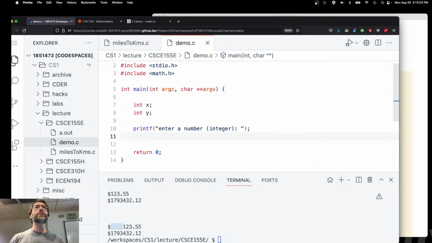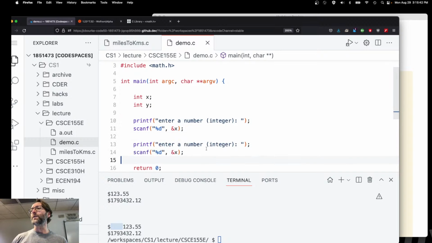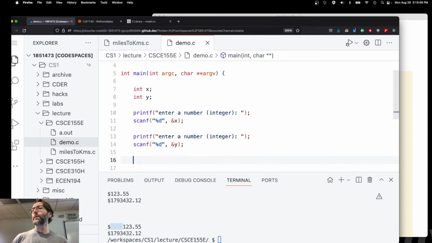What do we use to scan it in? Scanf. And because it's an integer, we use what placeholder? %d. And we need to read it into x. Except what am I forgetting? That's magic for now: ampersand. Enter in another number, an integer, and we'll read in y. And then we'll print it out. Printf: You entered %d and %d, on the line x and y.